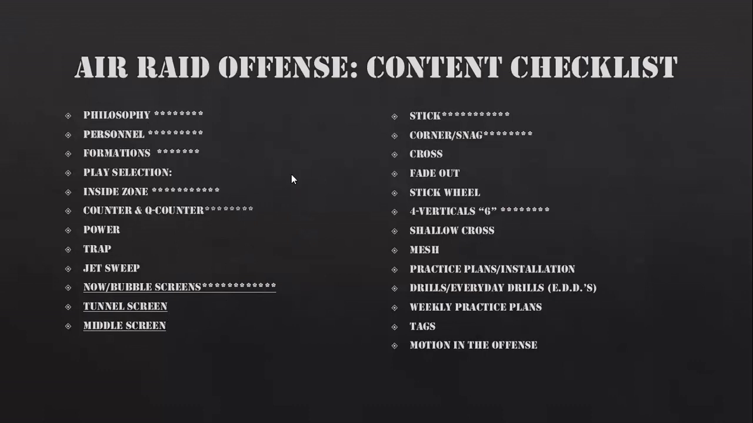So as you can see, what we've covered in previous episodes as well. Right now, again, we are on our now and bubble screens. We've talked about all the philosophy, personnel, formations. We've covered stick, corner, and snag. We've talked about 4 verticals. We've also got into the run game a little bit: inside zone, the counter, and the quarterback counter.